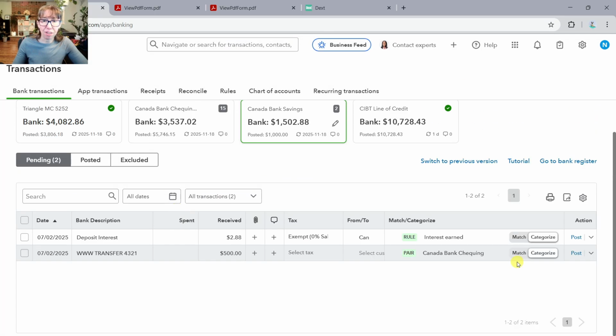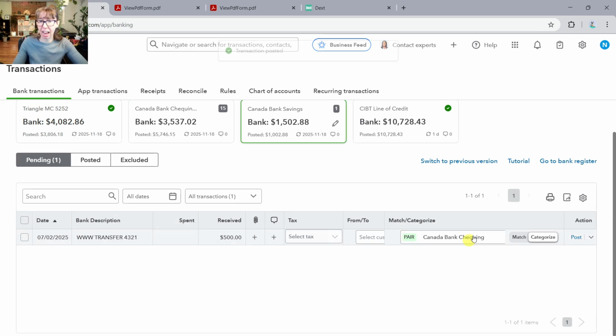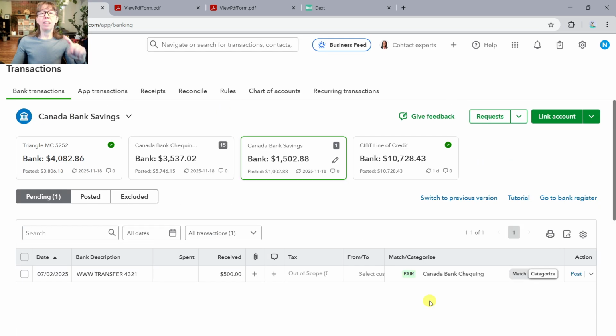And so now there's a rule, and we'll just post that so I can talk about this pair. Now, we have not entered any transfer into Canada Bank savings, so we haven't received any paperwork to say where this transfer is from. Right now, we do not know. It could be from the owner's account, right? $500 could be transferred into the savings from the owner's account. We don't know yet. QBO, though, has a guess.